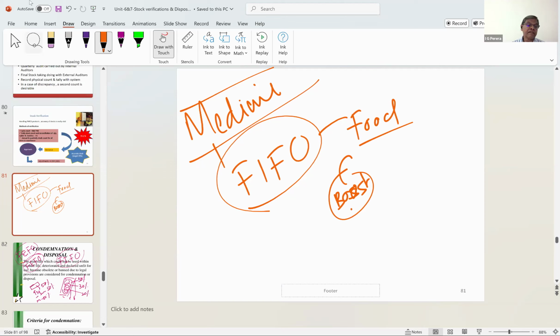So like that. And arms and ammunition anyway it is prohibited in Sri Lanka.